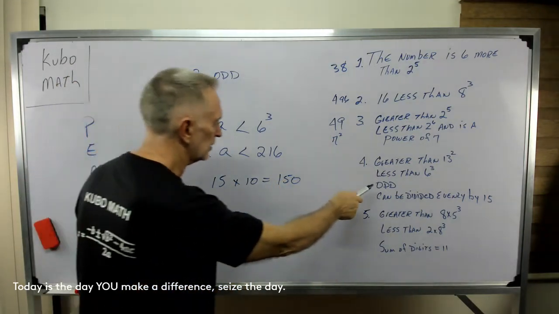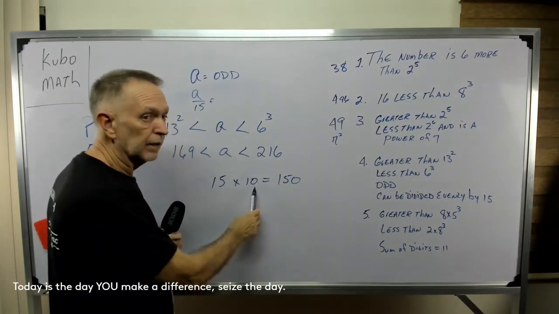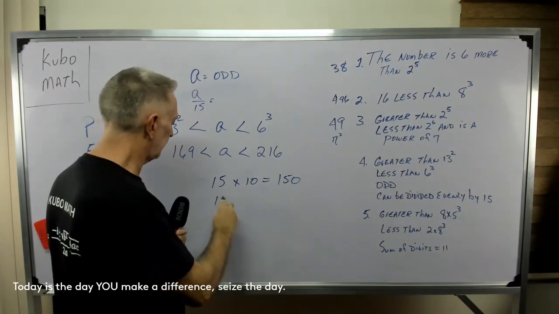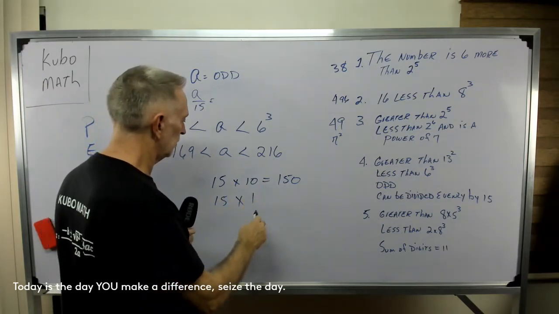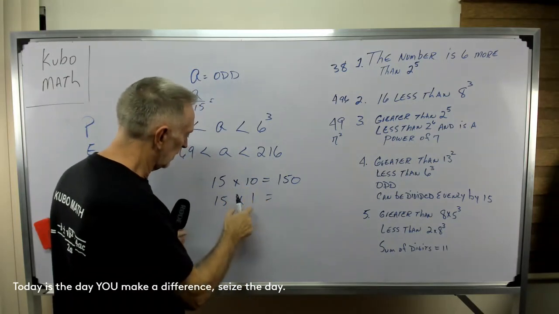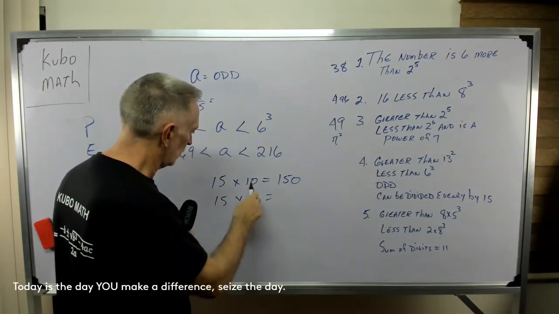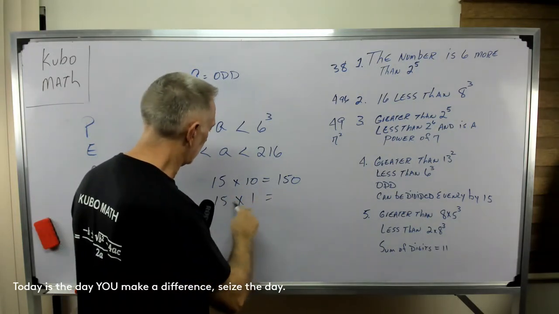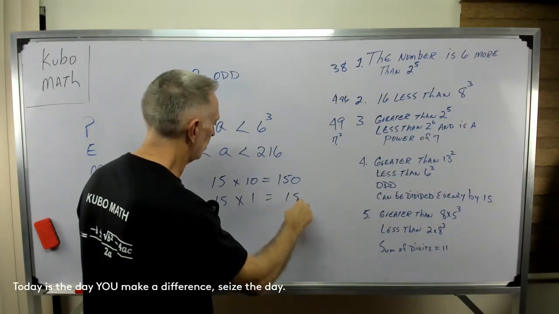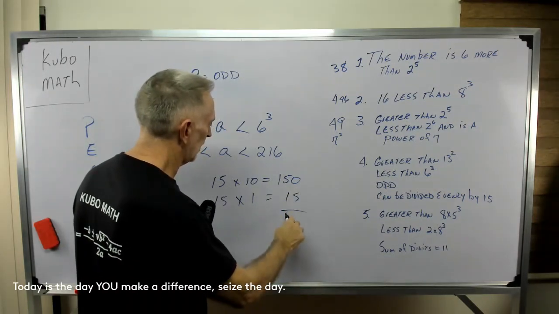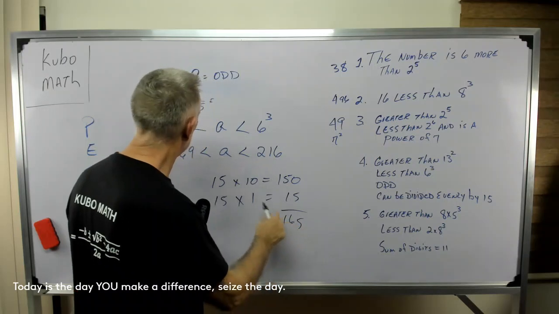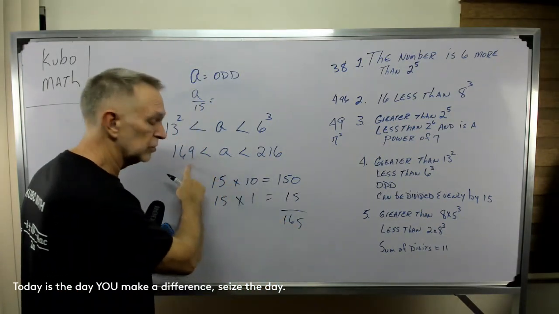Well, my number has to be odd. This is even. Well, what is 15 times 1? Because if I add those together, now that's 11. So 15 times 1 is 15. So what does that come out to be? 165. Oh, we are so close.